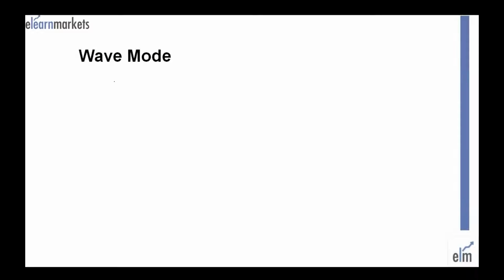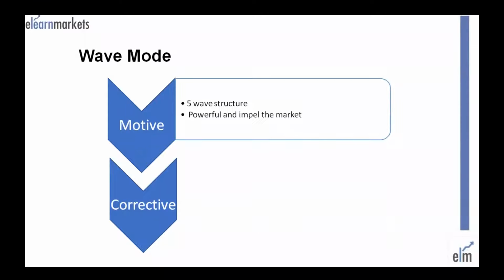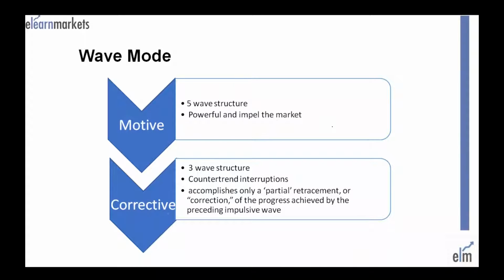Now let's talk about the wave modes. We've already discussed there is the motive wave and the corrective wave, and the motive wave has a 5-wave structure. It's a very powerful wave, and it impels the market in the intended direction. Whereas the corrective wave has a 3-wave structure. It is the counter trend interruption, and it accomplishes only a partial retracement or correction of the progress achieved by the preceding impulsive wave.